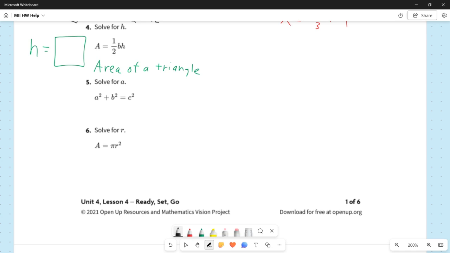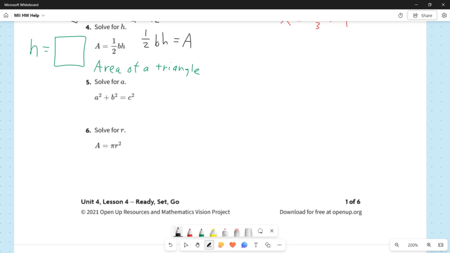So solve for h. Again, just like the last problem, my step 0 is actually just going to be to flip this. 1/2 bh equals A. Just because I want the thing that I'm solving for to be on the left. Not strictly necessary, and if you don't do that step, it's actually fine. But for me, I find it easier to have the thing that I'm solving for on the left, and then just see how everything shakes out.